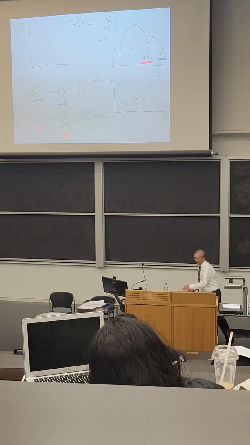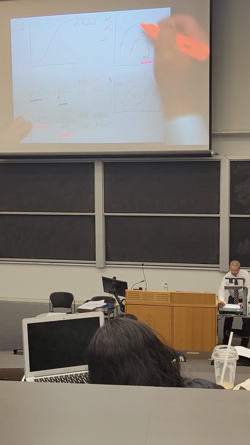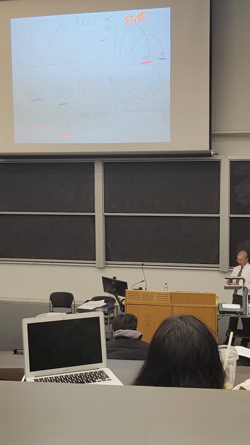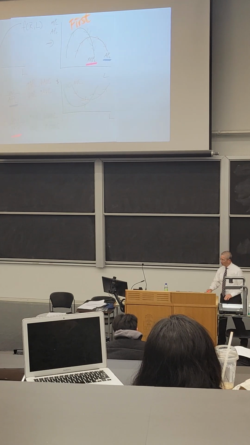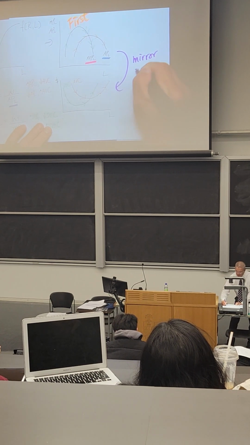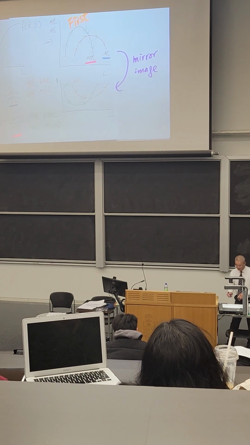So this is why we must get the productivity graph first. Because once we get the productivity curve, we simply take the mirror image of the productivity graph, and we get the two cost curves. That is the average variable cost and the short-run marginal cost.